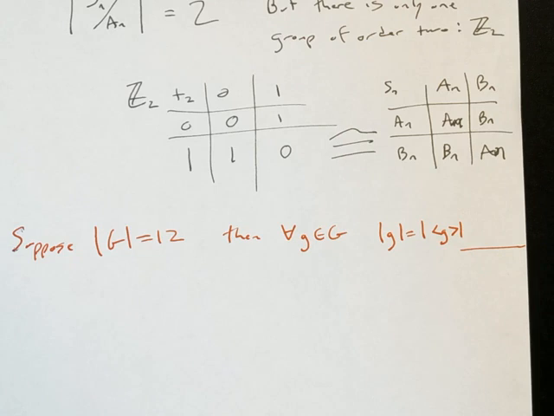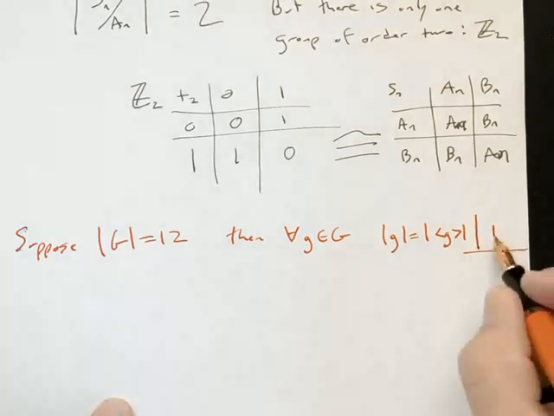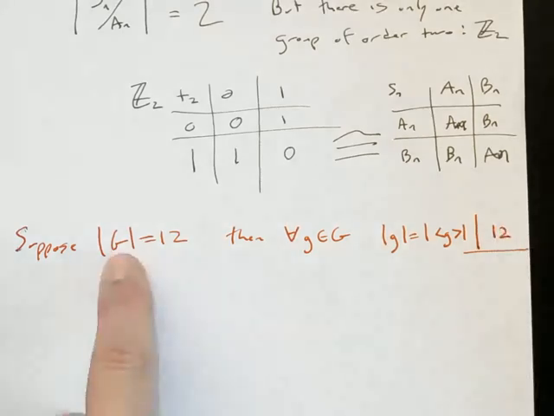Aha! The order of the elements has to divide the order of the group, which in this case is 12. So, what things divide 12? Promise that's not a vacuous question. 1, 2, 3, 4, 12. You missed some? 6.